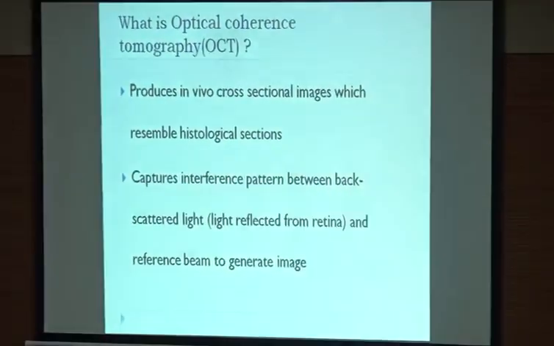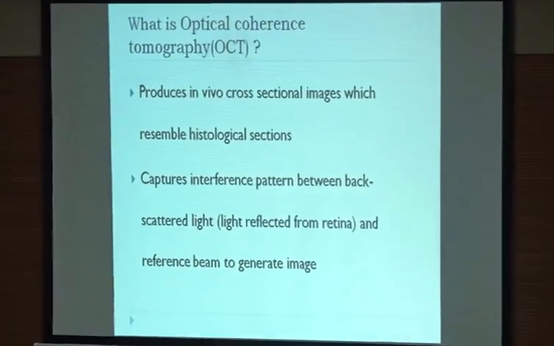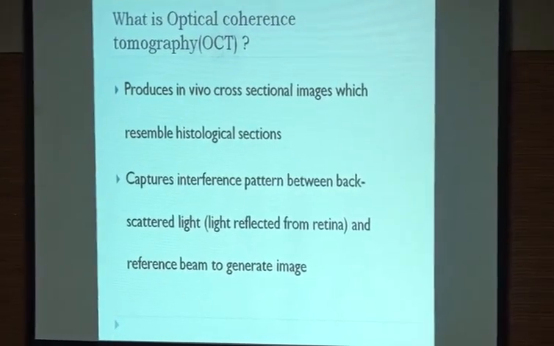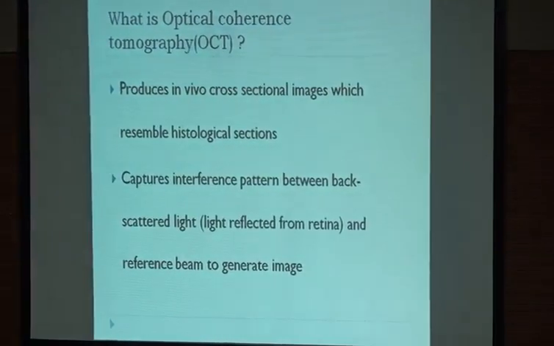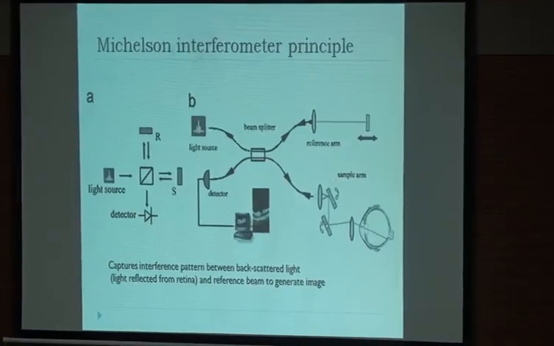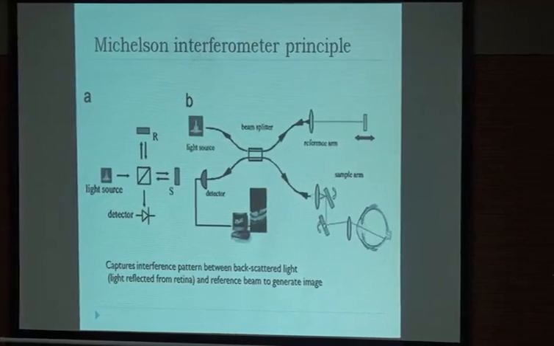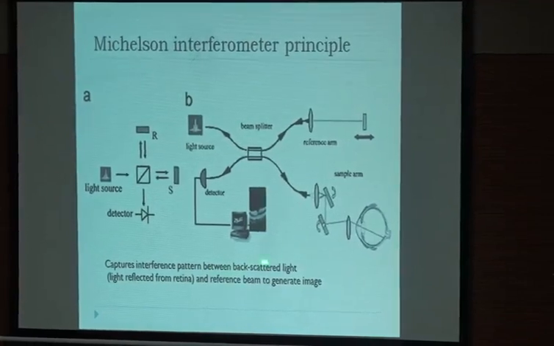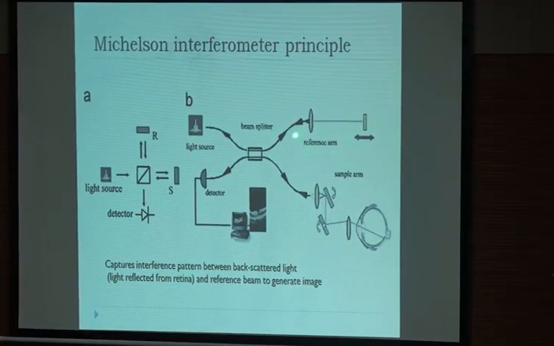So what is an OCT? OCT is a tool which gives us in vivo cross-sectional images of the retina which resemble histological sections. It is a machine which captures the interference pattern between the light back-scattered and reflected back from the surface of the retina, and a reference image. And they generate an image.